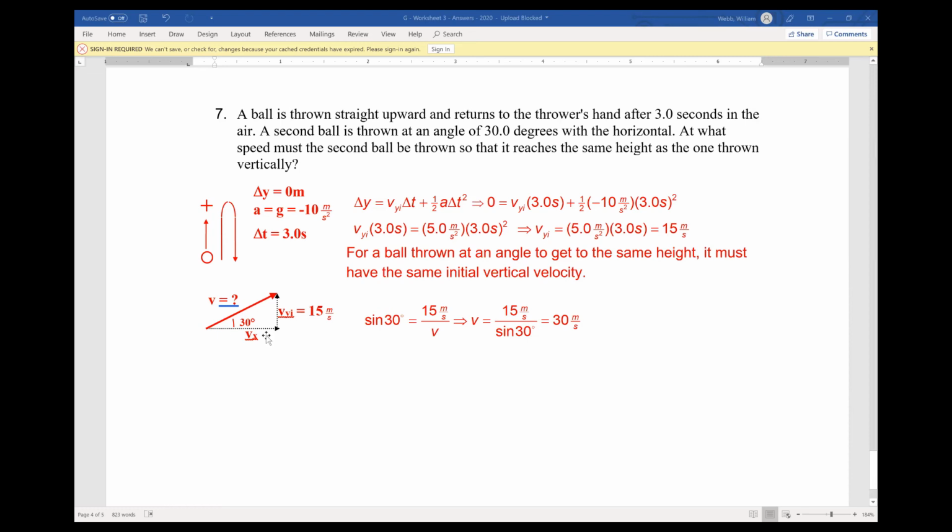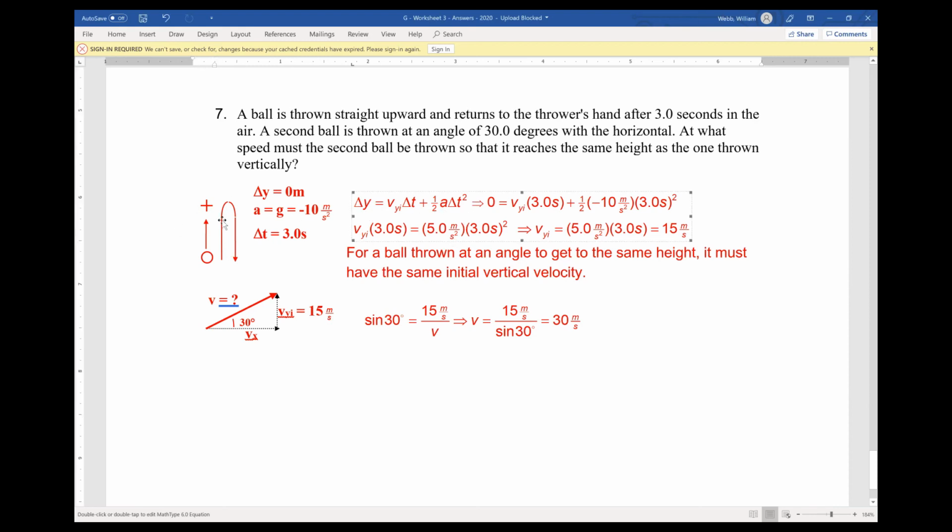So that's what they know about the first scenario. Now down here is the second scenario. They know that it's going to be thrown at 30 degrees, and they need to know this vertical velocity to figure out what the actual velocity at the angle would be. And this vertical velocity, you can see here in the sentence, for the ball thrown at an angle to get to the same height, it has to have the same initial vertical velocity as scenario 1. So the reason they know it has to be 15 is based on the math right here.